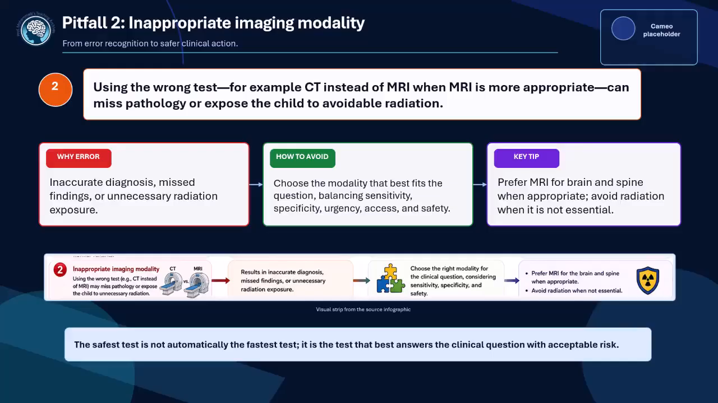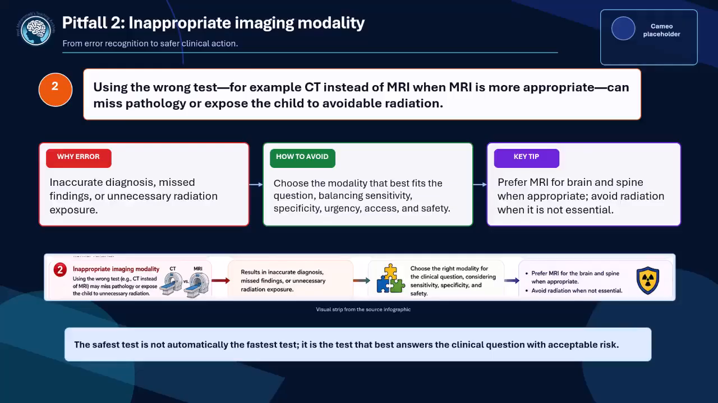Using the wrong test, such as requesting CT when MRI would be more informative, can lead to missed pathology or avoidable radiation exposure. The best imaging test depends on the clinical question, urgency, safety, availability, and diagnostic yield. MRI is generally preferred for many brain and spine indications because it provides excellent soft tissue detail without ionizing radiation. CT, however, may be appropriate in urgent situations, such as suspected acute hemorrhage, trauma, or when rapid imaging is essential.